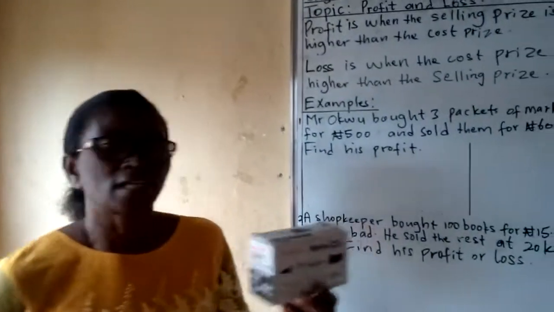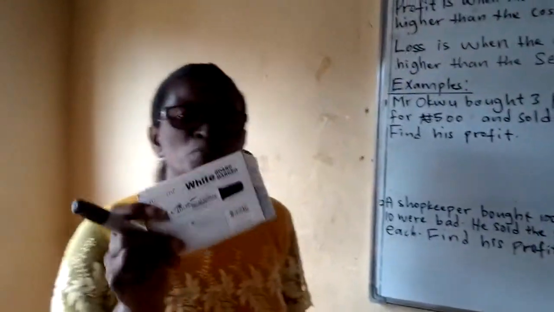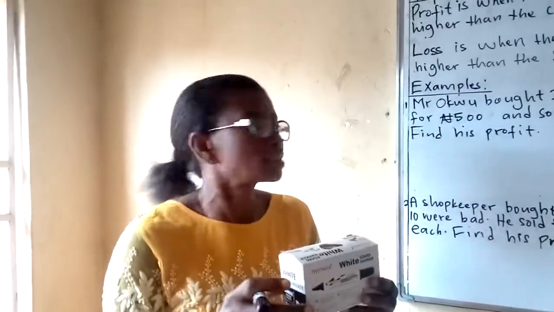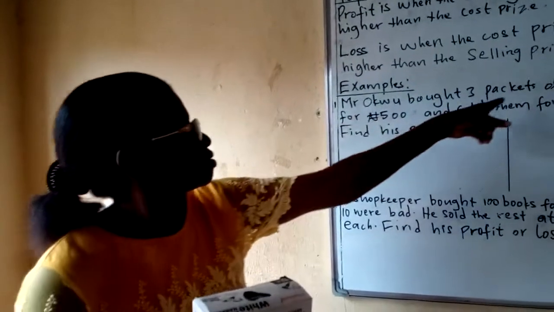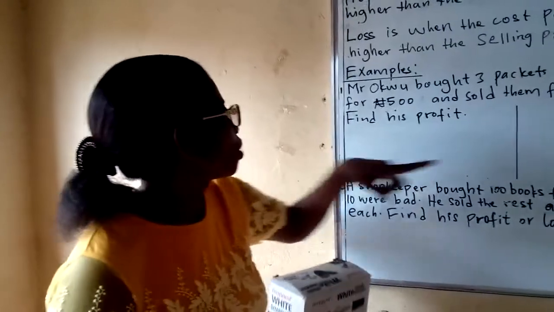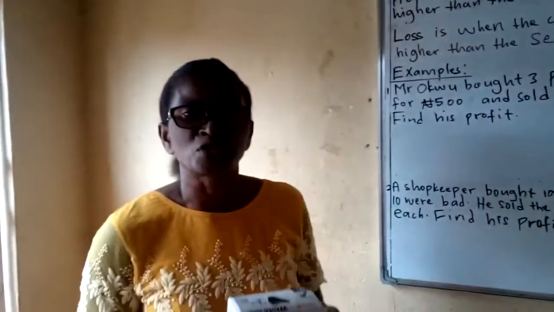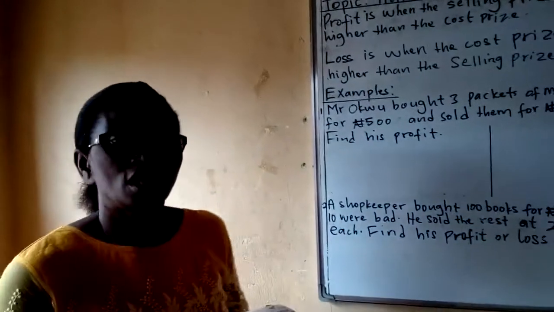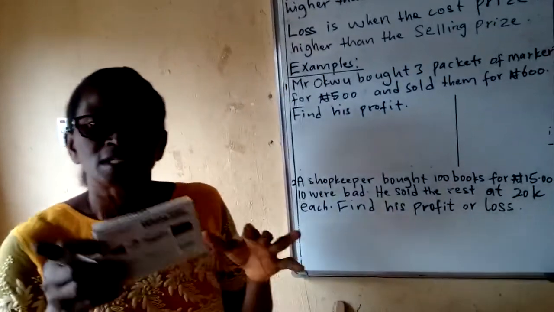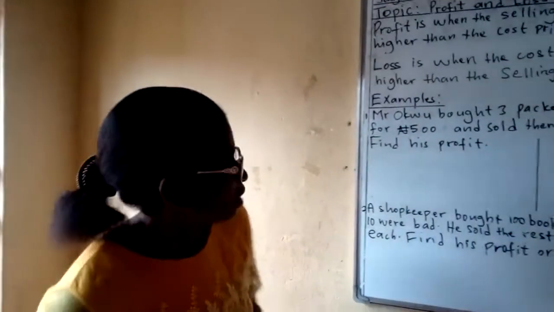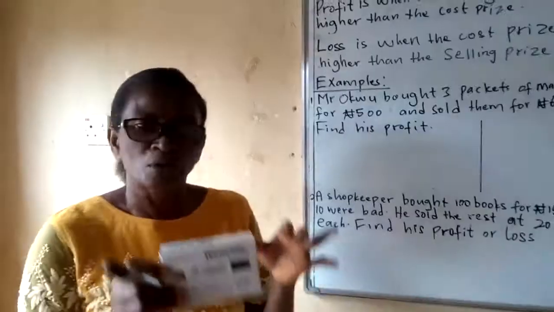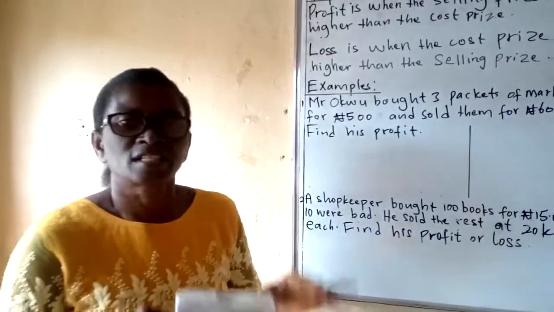He's trying to tell us that this Mr. Oku bought this kind of marker, 3 packets, and 3 of them is 500 naira. And on selling them, he sold the 3 of them for 600 naira. He says find his profit. So let's calculate his profit.